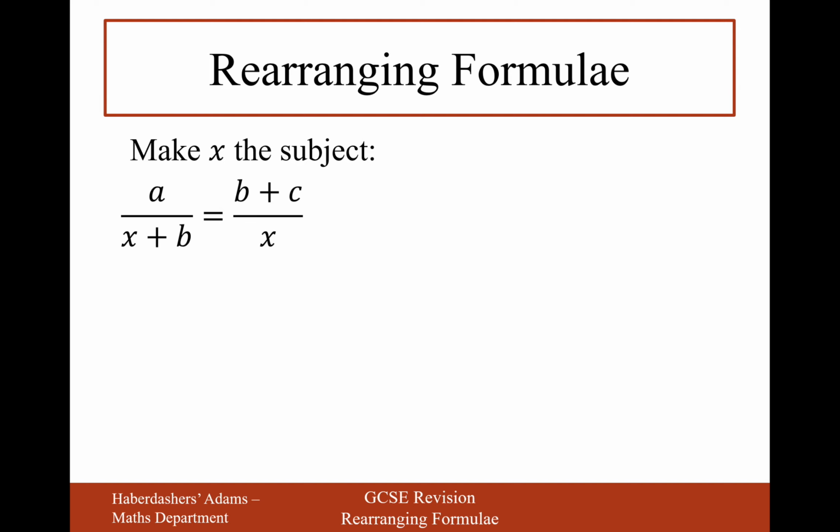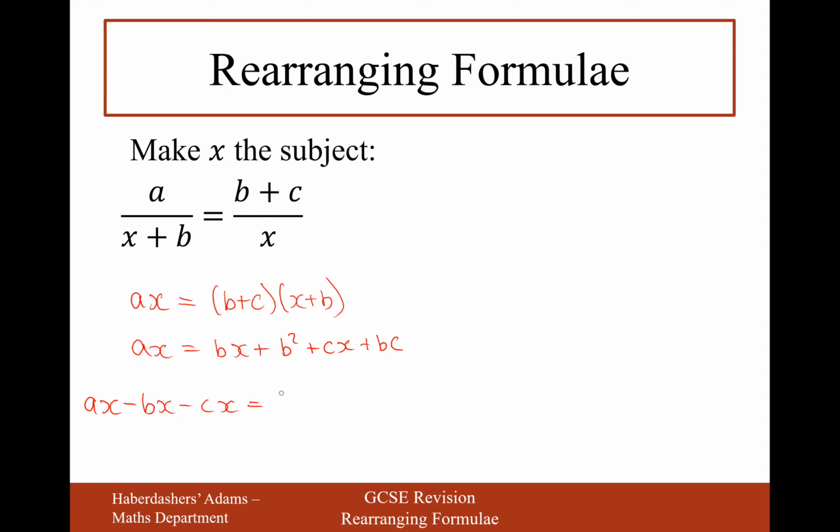So again, do some cross multiplying here. So it's going to be ax on the left hand side, and then it's going to be b plus c times x plus b on the right hand side. Now I'll have to expand the double brackets here. So it's ax equals bx plus b squared plus cx plus bc. Now all the x's have to move onto the same side here, so I think I'll subtract the two things with x's in onto the left hand side, leaving these terms positive.